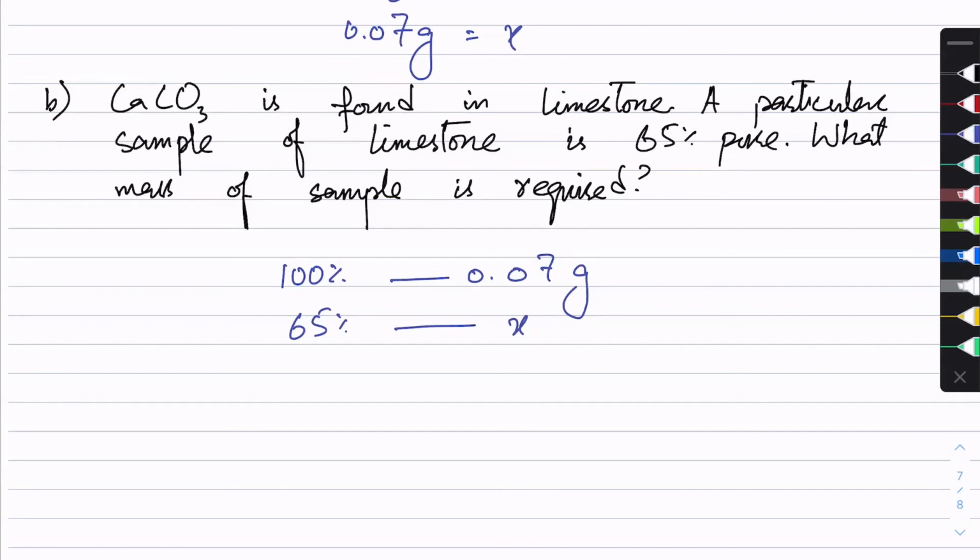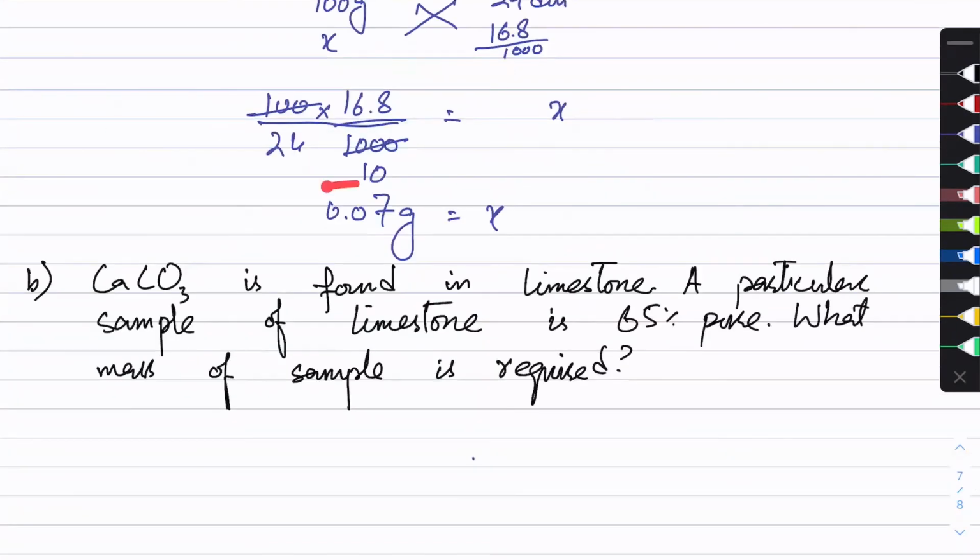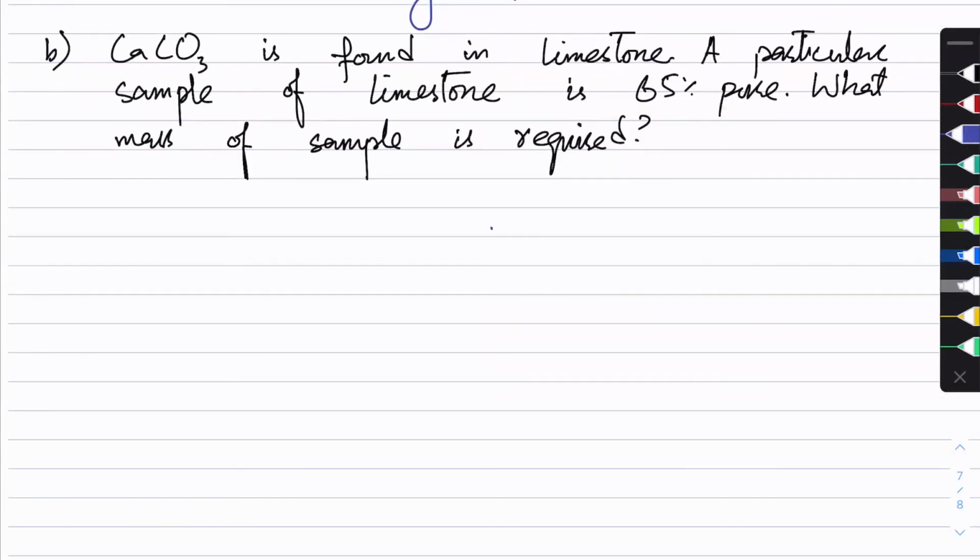No, wait a minute, there's a mistake. I need 0.07 grams, and that is coming from 65% of the thing. So I'm saying, okay, this was 65% pure, so from it I got 0.07. If it was 100%, how much would I need? Do you get it? Because this is 65% pure, I got just 0.07 grams. If it was 100% pure, how much would I have gotten?